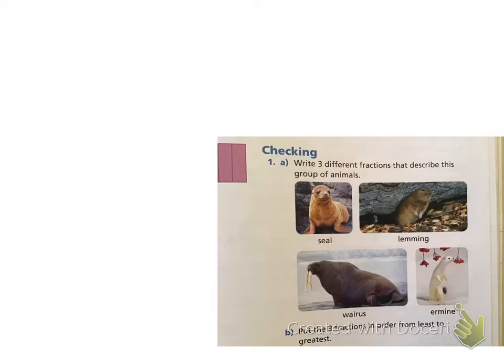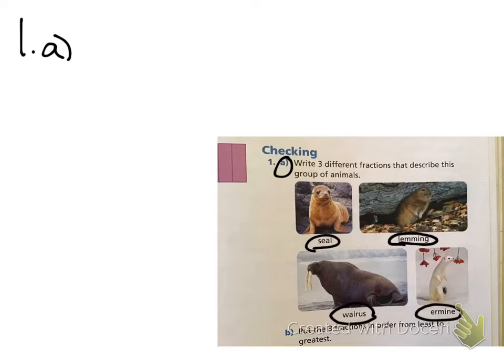Okay, here's our first official question. Number 1. Aha, it's got an A. So let's put A. It says, write 3 different fractions that describe this group of animals. So we've got another group of animals here. We have a seal, a lemming, which is a smaller animal, walrus, and again, our friendly little ermine right there. It says write 3 different fractions that describe this group of animals.